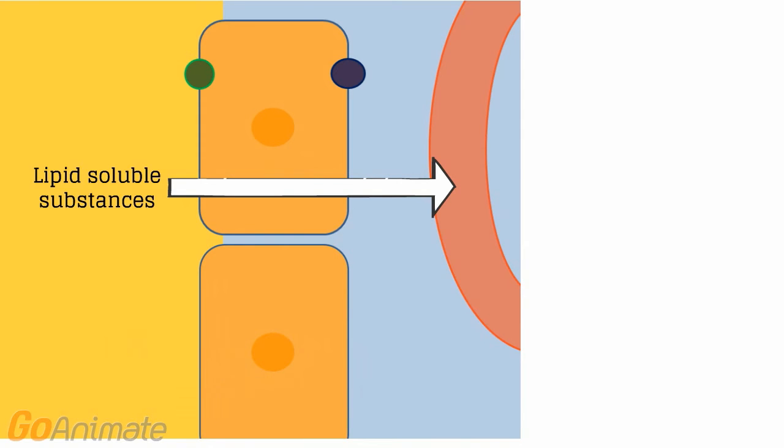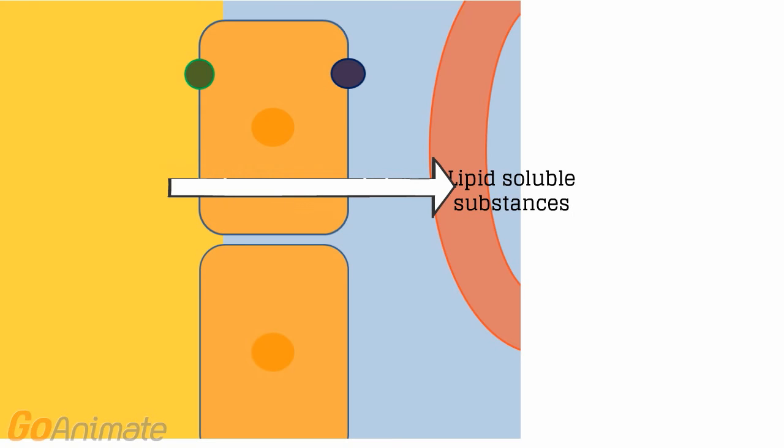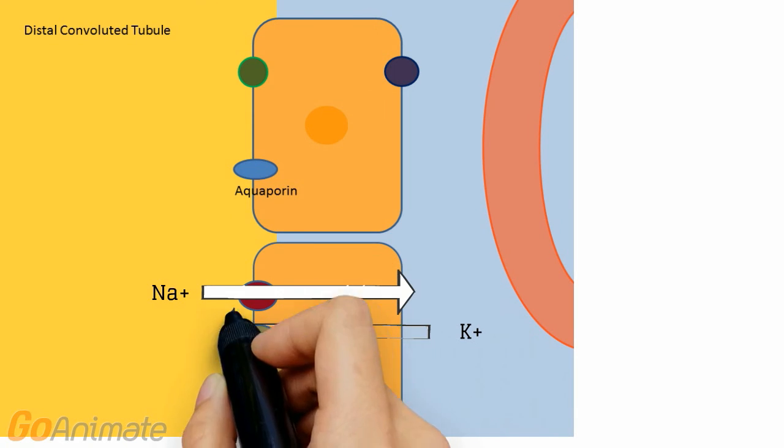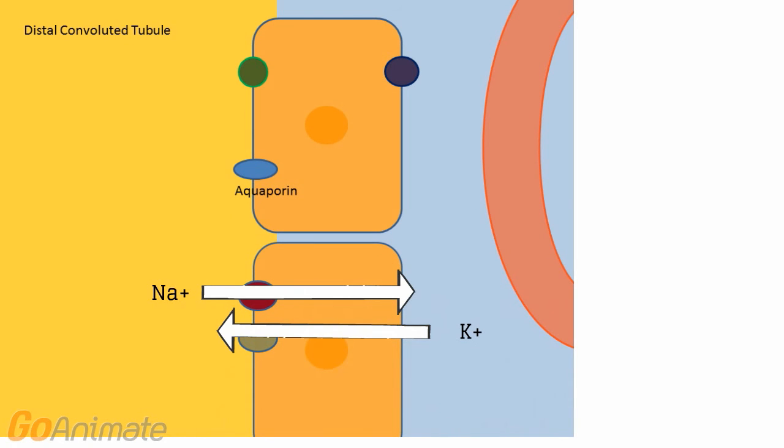Lipid-soluble substances are reabsorbed by diffusion. Remember that lipid-soluble substances can move across cell membranes. In the distal convoluted tubule, antidiuretic hormone makes aquaporins, or water channels, available for water reabsorption. Aldosterone promotes more sodium reabsorption and potassium secretion in the distal convoluted tubule and collecting duct by opening sodium and potassium channels.